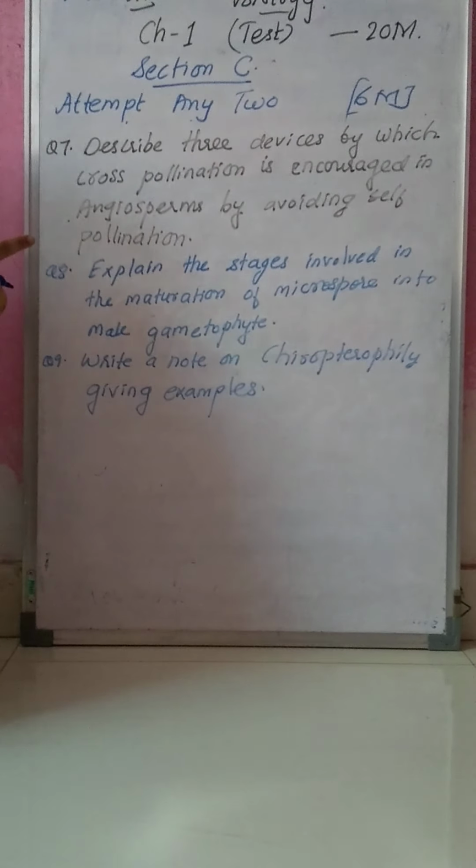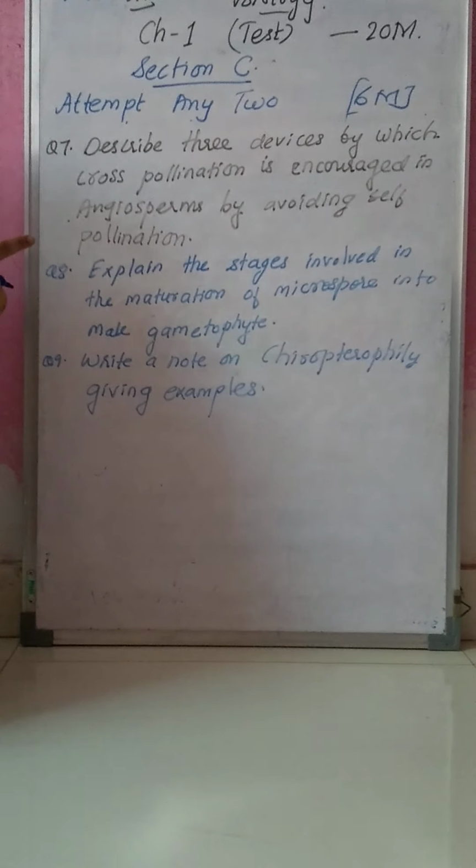The next question is question number 8. Explain the stages involved in the maturation of microspore into male gametophyte. What you have to write here? You have to explain the stages which are involved in the maturation of microspore, that is pollen grain, into a male gametophyte. The stages you have to write here. So you have to explain about the stages here.